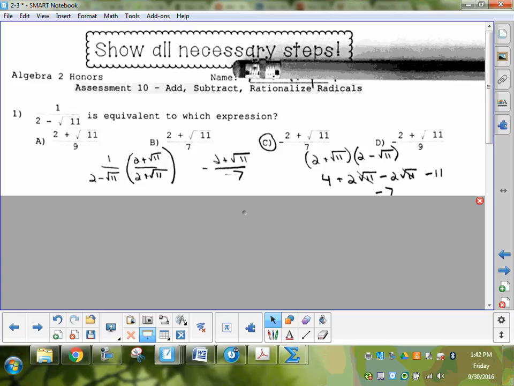Then down in the denominator, we have two binomials multiplied together. So when we do that, I list that out over to the side. 2 times 2 gives you 4. The outside and inside terms give you positive 2 and negative 2 root 11. And then at the end, you've got minus 11, which leaves you with a negative 7.